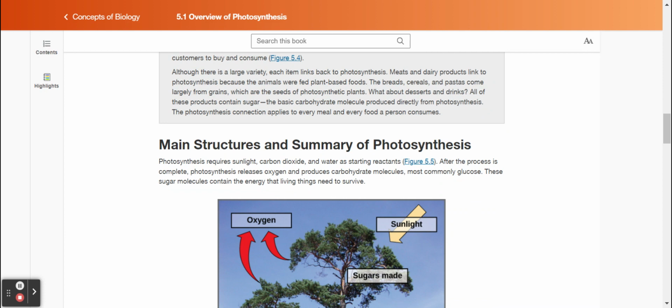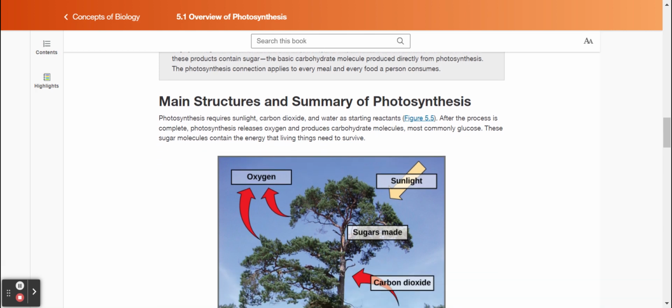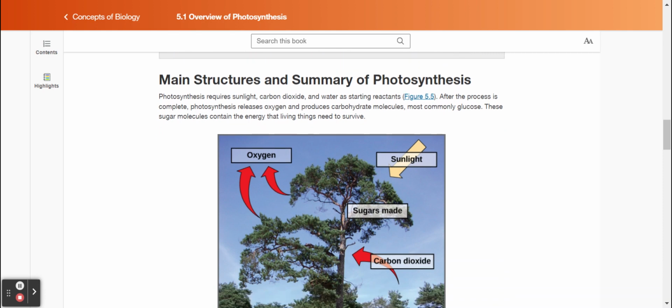Meat and dairy products link to photosynthesis because the animals were fed plant-based foods. The breads, cereals, and pastas come largely from grains, which are the seeds of photosynthetic plants. What about desserts and drinks? All of these products contain sugar, the basic carbohydrate molecule produced directly from photosynthesis. The photosynthesis connection applies to every meal and every food a person consumes. Main structures and summary of photosynthesis.